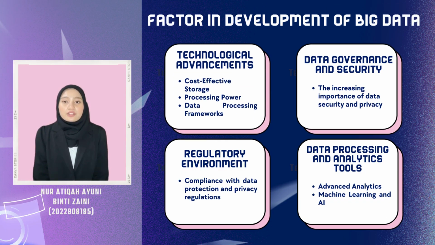One of the factors that contribute to the development of big data is technological advancement. The decreasing cost of storage solutions such as cloud storage and distributed file systems makes it more affordable to store large volumes of data. Advances in hardware technology, including more powerful processors and increased storage capacity, have enabled the processing and storage of vast amounts of data. Data processing frameworks like Apache Hadoop and Apache Spark provide scalable and distributed computing capabilities, which make it easier to process and analyze big data.